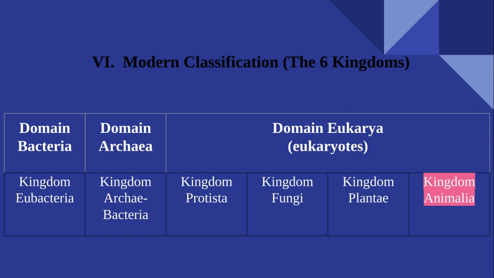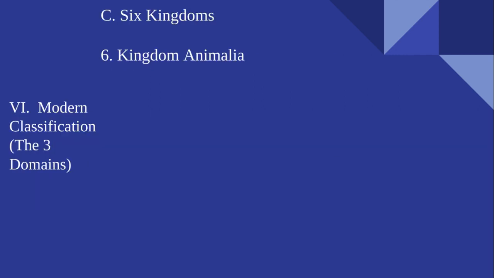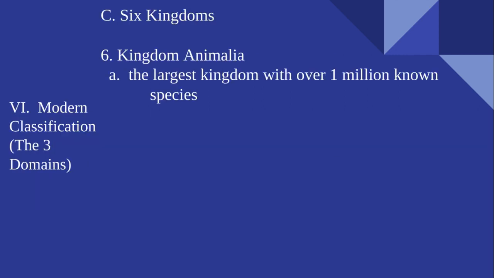The last and sixth kingdom is going to be Animalia. I'm assuming most of you know what Animalia is. You understand our cellular complexity. If not, we're going to go into a lot more detail, so you'll be all right. This is the largest in terms of sheer numbers of species because there are over 1 million known species.